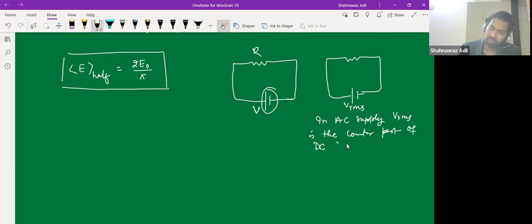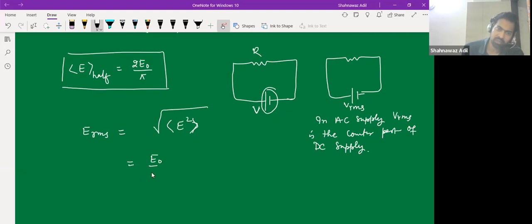And then we calculated the ERMS or VRMS, the root mean square EMF. Taking the square of the EMF, then the mean, and then the root, we found that this is E naught by root 2. So this is the RMS value that we found.